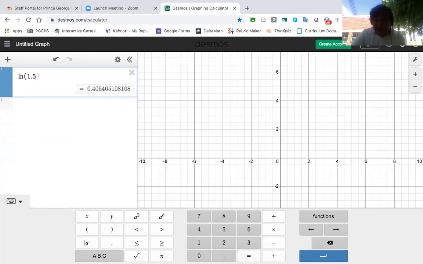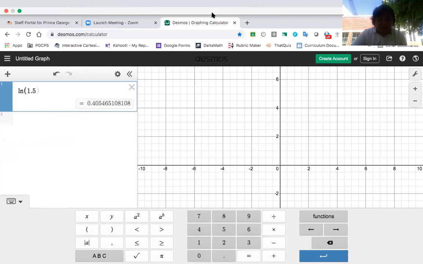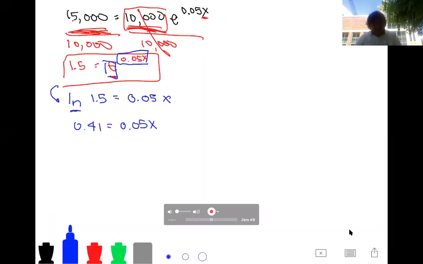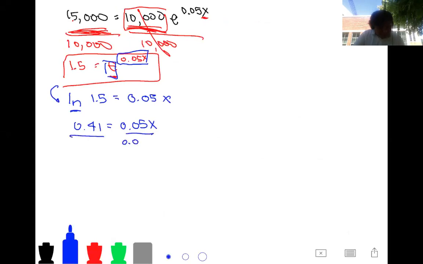All right, let's go back to our whiteboard so we can continue. To solve for x, all we have to do is simply divide both sides by 0.05. So 0.41 divided by 0.05, I think this comes to about 8.20, or 8.2.